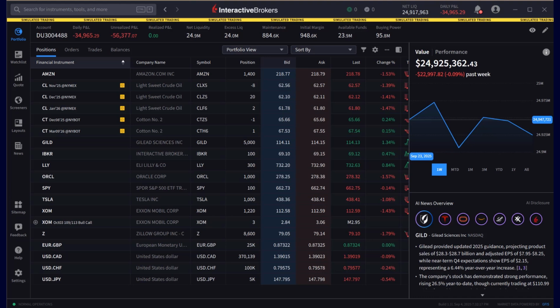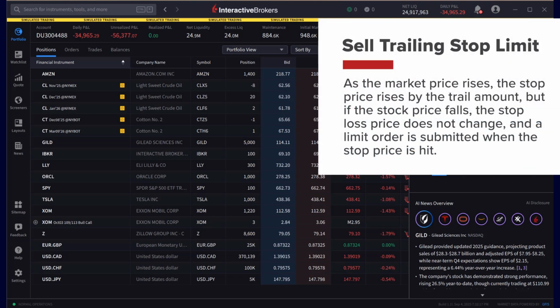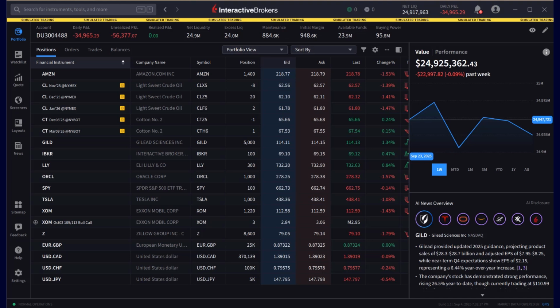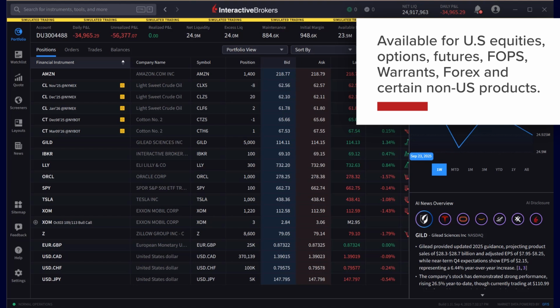For a long stock position, for example, a sell trailing stop limit order sets the stop price at a fixed amount below the market price with an attached trailing amount. As the market price rises, the stop price rises by the trail amount, but if the stop price falls, the stop loss price does not change, and a limit order is submitted when the stop price is hit. Buy trailing stop limit orders are the mirror image of sell trailing stop limit orders and are generally used to exit short positions. The trailing stop limit orders work with US equities, options, futures options, warrants, as well as Forex and certain non-US products.